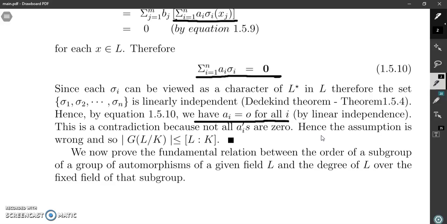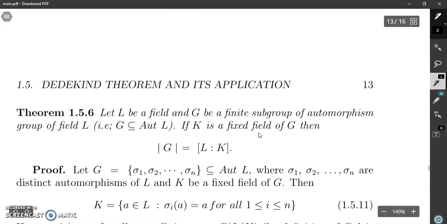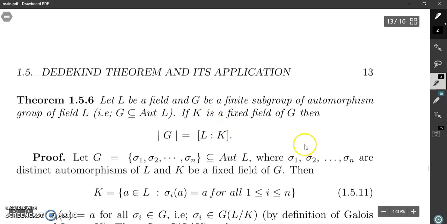So the result is true. Thank you. I hope that you will understand this result. Okay, thank you. We will meet in the next video lecture to discuss this result. These results are fundamental results of Galois theory and are the most important part of Galois theory. So we will discuss this theorem in the next video lecture.